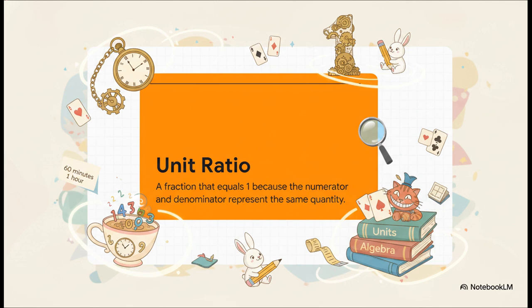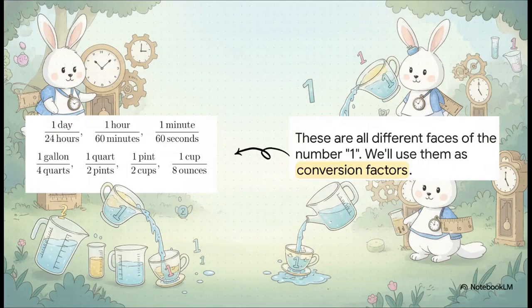So how do we actually use the number 1? Well, we get clever. We disguise it. We write it as something called a unit ratio. That's a fraction where the top and the bottom are just different ways of saying the exact same thing. Think about it. 60 minutes is 1 hour. So the fraction 60 minutes divided by 1 hour is really just a super fancy way of writing the number 1.